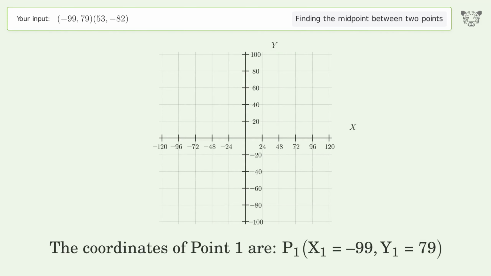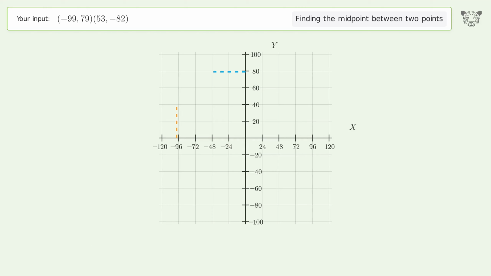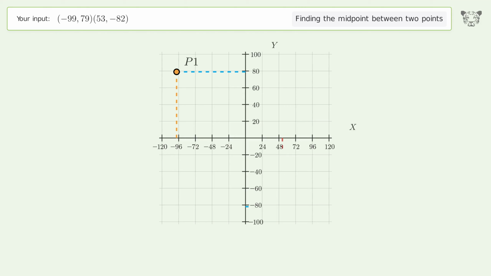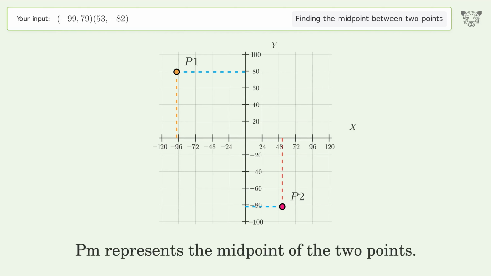The coordinates of point 1 are, x1 equals -99, y1 equals 79. The coordinates of point 2 are, x2 equals 53, y2 equals -82. PM represents the midpoint of the 2 points.